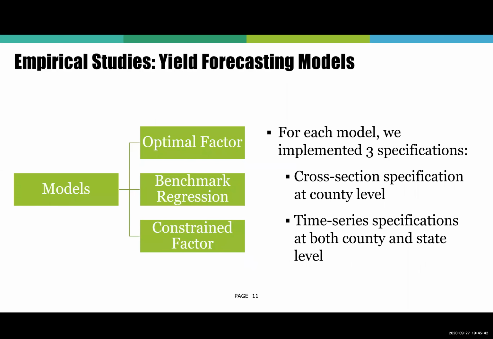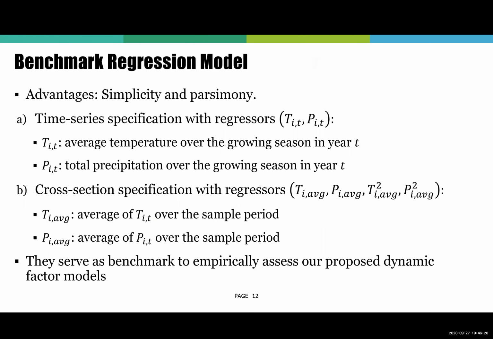Finally, the model labeled constraint factor is similar to the dynamic factor model, except that the number of factors is restricted to 2 for the time series specification and 4 for the cross-section specification. These values are chosen so that the constraint model has the same number of regressors as the respective benchmark regression models. This provides us with a fair comparison, so that both the benchmark regression model and the constraint model have the same number of regressors. In this aspect, the constraint model is suboptimal to the respective optimal factor model.